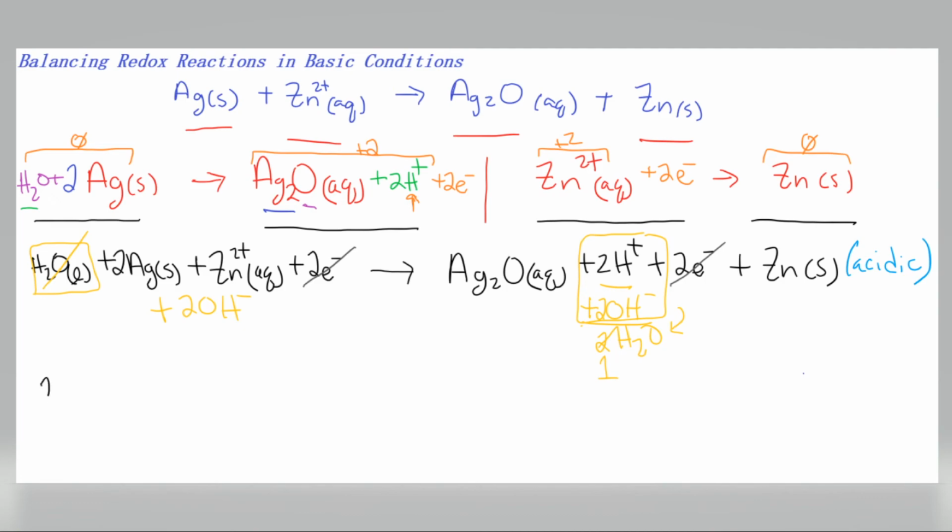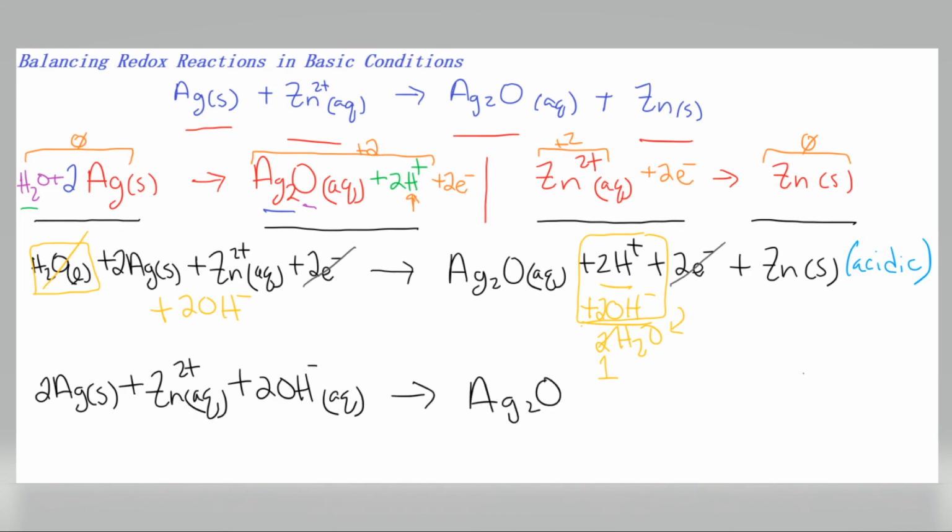On the left-hand side we have 2 silver solids plus a zinc 2 plus 2 OH minus gives us silver oxide plus 1 water plus your zinc solid. Okay, so this right here would be your answer in basic conditions, because all you needed to do was add the OH minus at the end to get a complete, basic reaction.